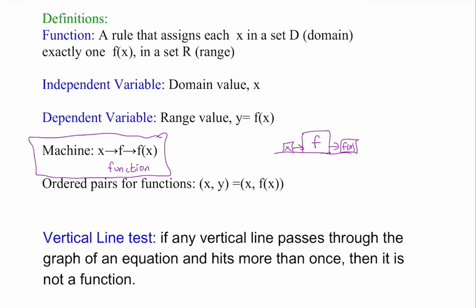Remember, ordered pairs can be thought of as x, y or x, f of x. You decide how you want to think about it, but you should be able to transfer back and forth in that notation. So you should be able to transfer back and forth between notations.